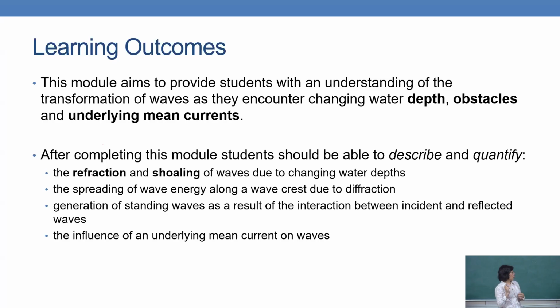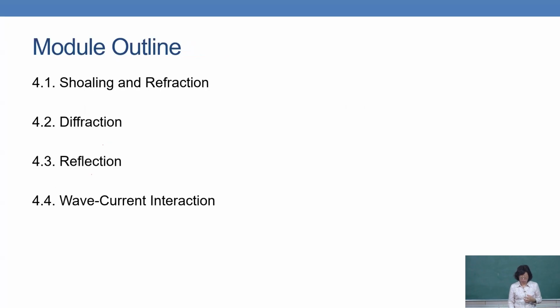Professor Raj also mentioned this transformation, the deformation, before. The effects include refraction, shoaling, reflection, and also diffraction. So we are going to go through some of that: shoaling, refraction, diffraction, reflection, and the wave-current interactions. But I think we don't have enough time to cover all of that. We will focus on the first three.